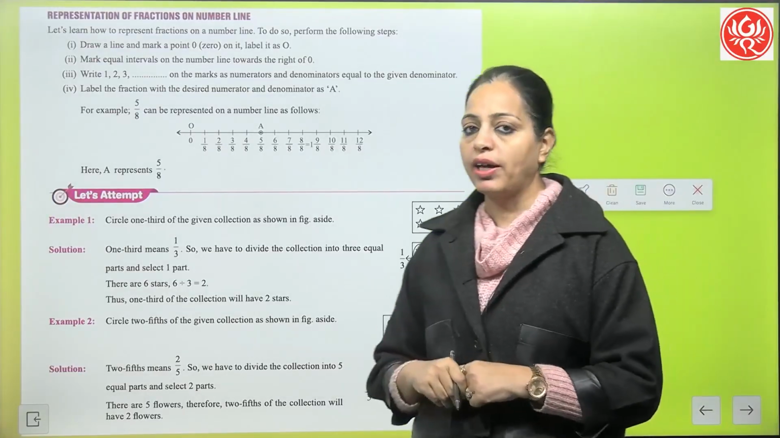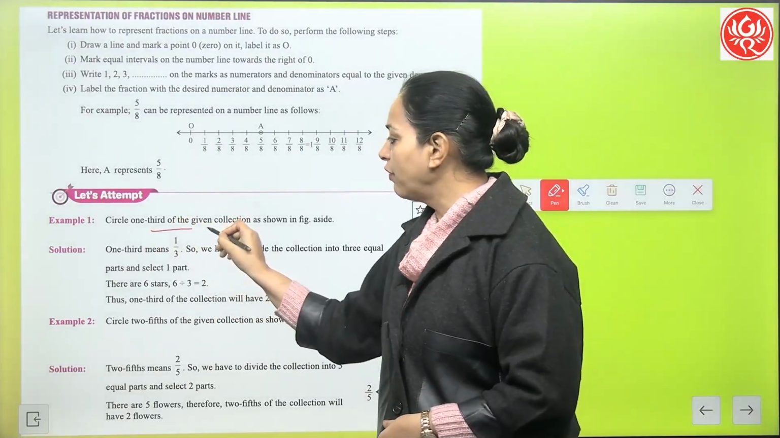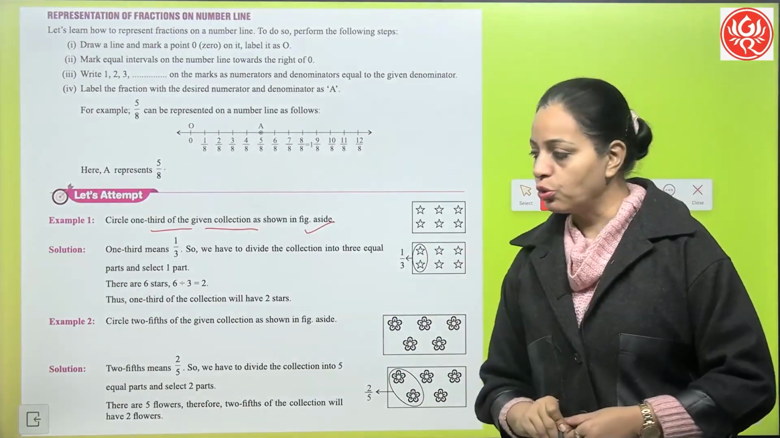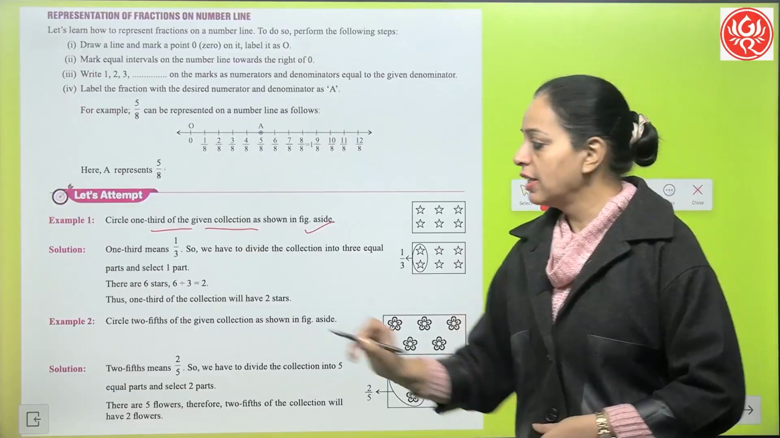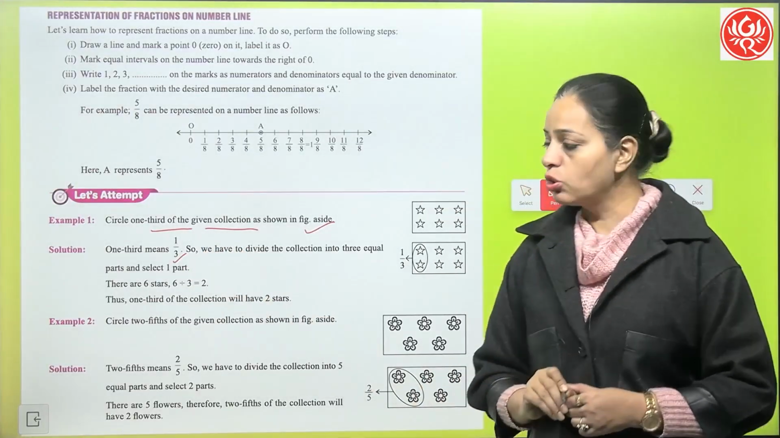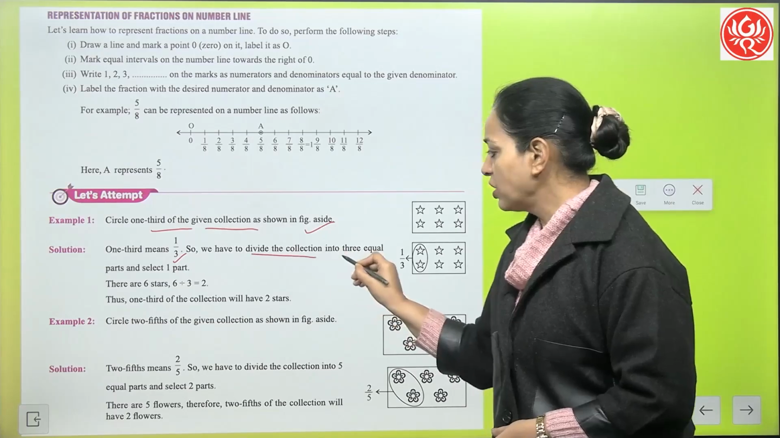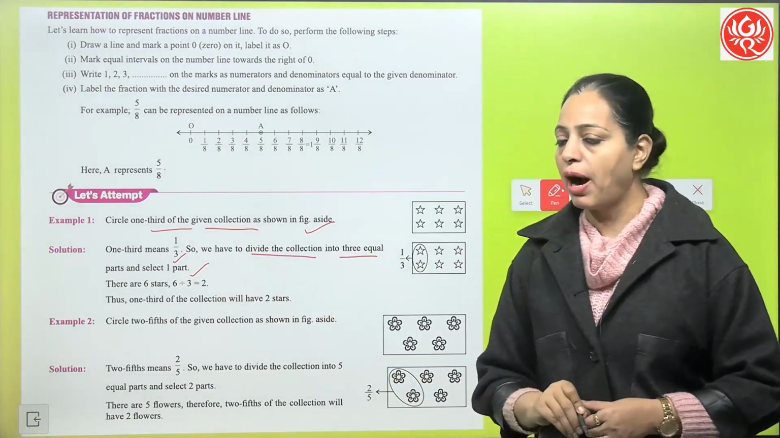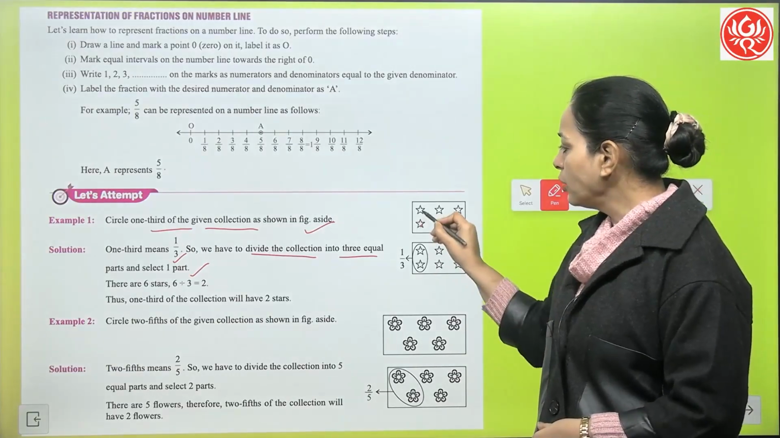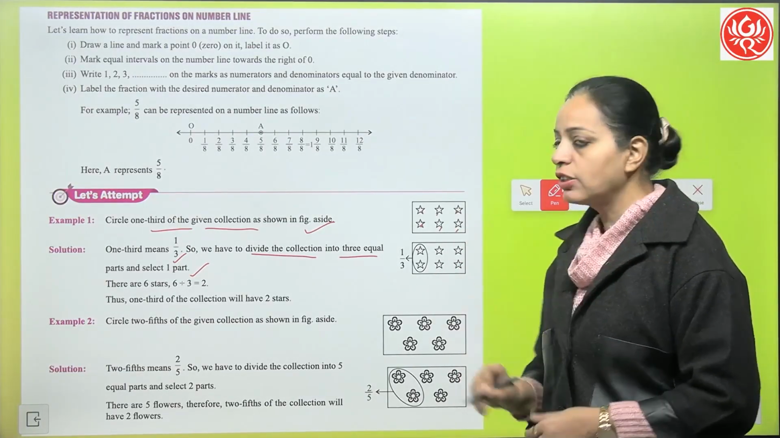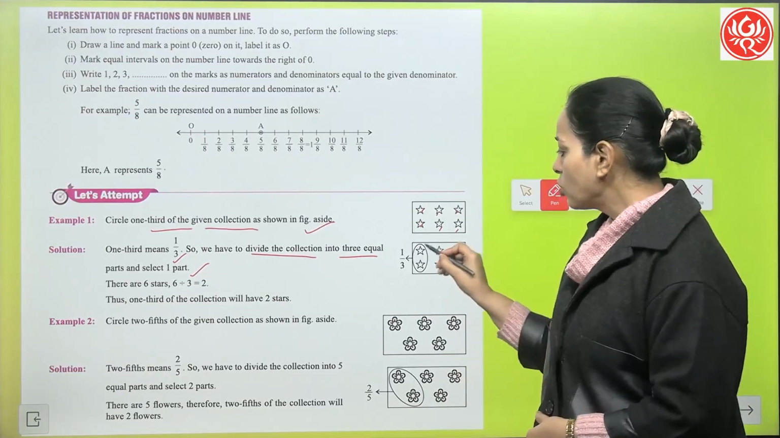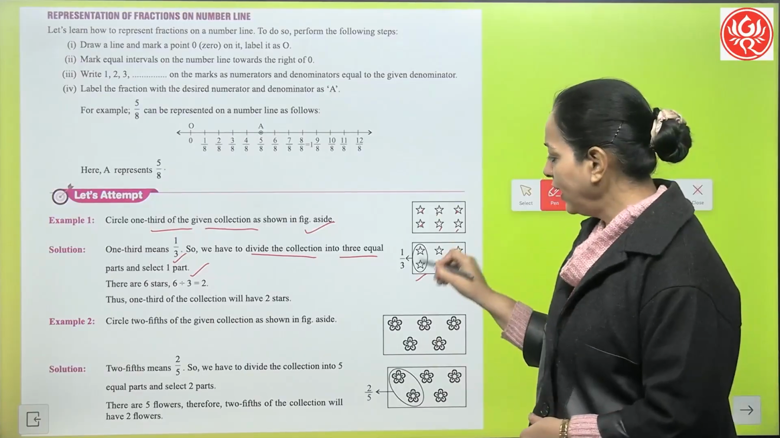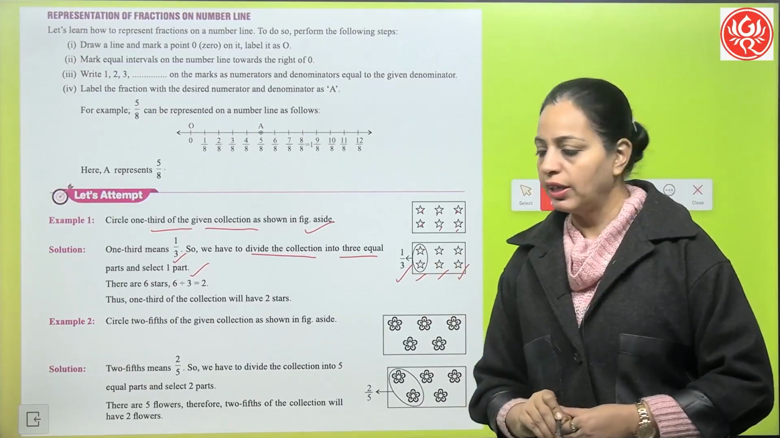Now example 1. Circle 1/3 of the given collection as shown in this figure. So what to do? 1/3 means we divide the collection into 3 equal parts and select one part. So what you do? 1, 2, 3, 4, 5, 6. Total 6, right? So we are dividing into 3 equal parts, right? And 1 upon 3. Clear?